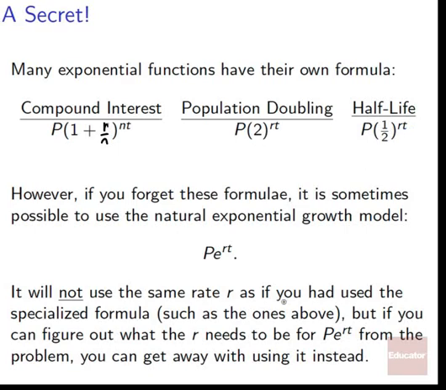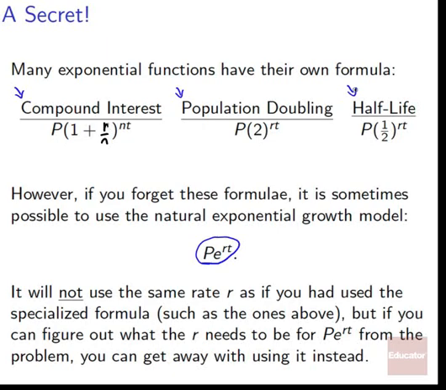However, if you forget all these formulae, right? So there's a bunch of different formulas. There's even more than just these, but it's sometimes possible to use the natural exponential growth model. You can sometimes swap out any one of these more difficult to remember ones for good old PERT. P, the original starting amount, times e, the natural base, to the r times t, where r is the rate of the specific thing that we're modeling, times time. r will change depending on what different thing you're doing.